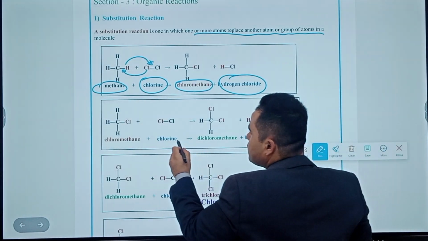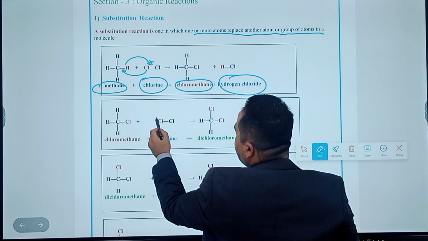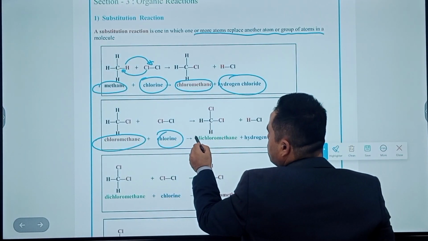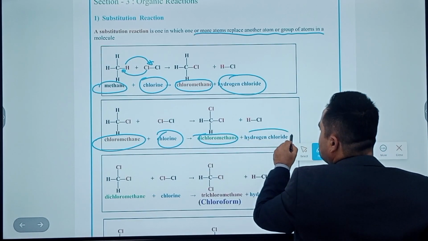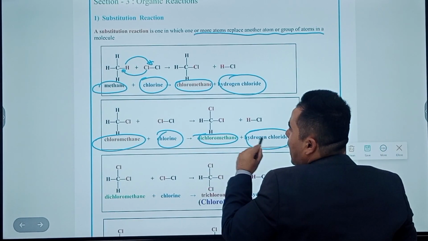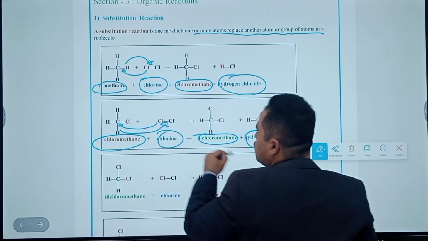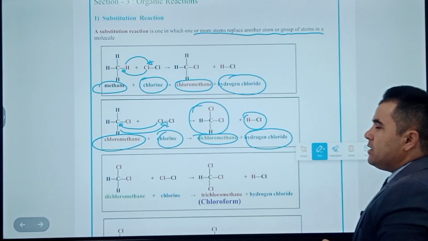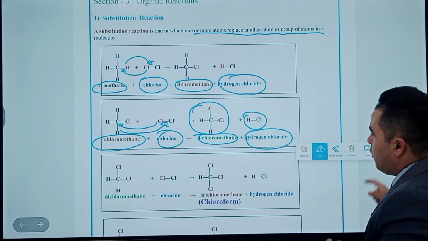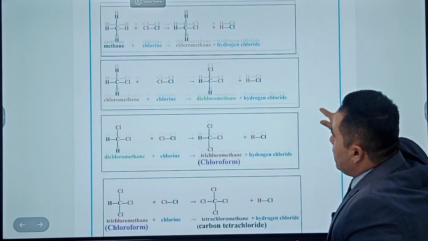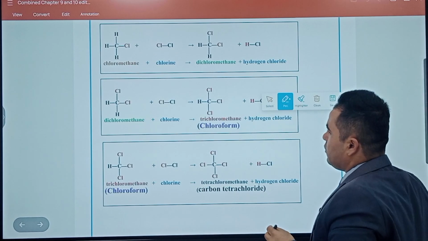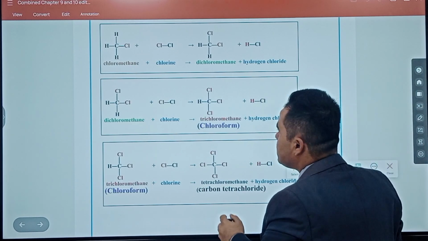Have a look at the other examples, guys. Here we have chlorine with chloromethane producing dichloromethane and hydrogen chloride gas. The chlorine goes to replace one of the hydrogens, and the hydrogen goes to the chlorine, producing HCl and CH2Cl2 in the molecule. More examples of this type of reaction, which are the substitution reactions.